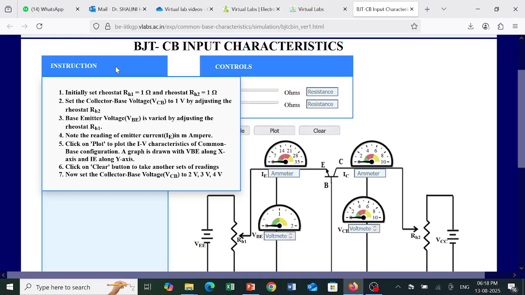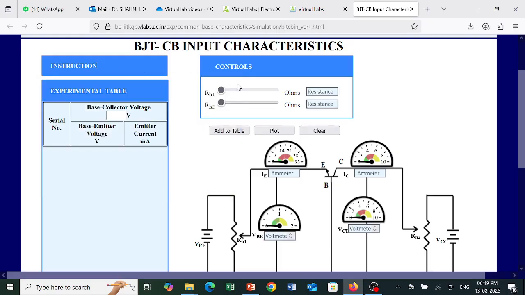So that is the instruction given here. Initially, set rheostat RH1 to 1 ohm and rheostat RH2 to 1 ohm. So here is the control for the rheostat. I am setting RH1 to 1 ohm and RH2 to 1 ohm. After setting RH2 to 1 ohm, our VCB voltage became 0.1 here.